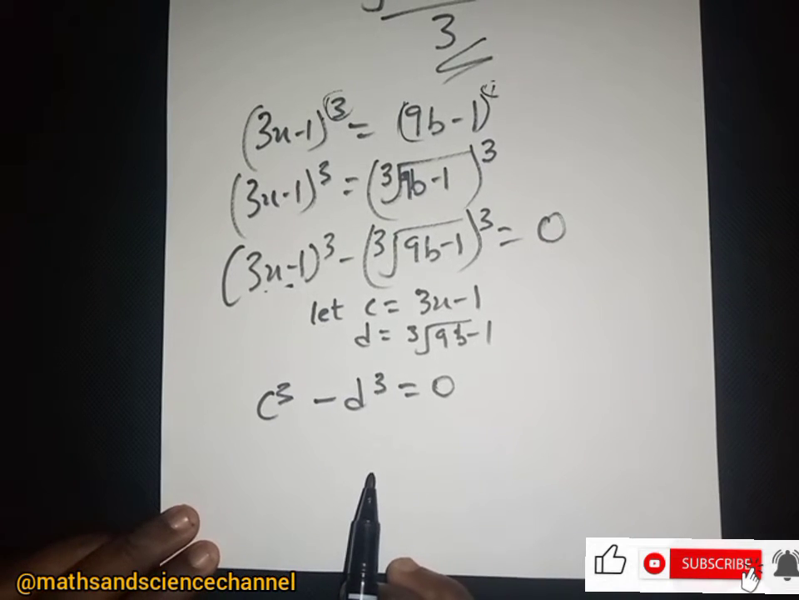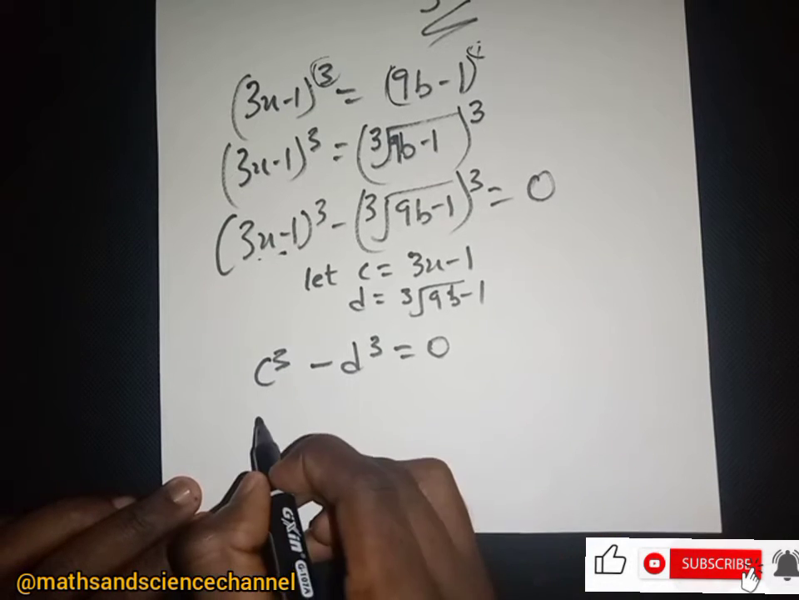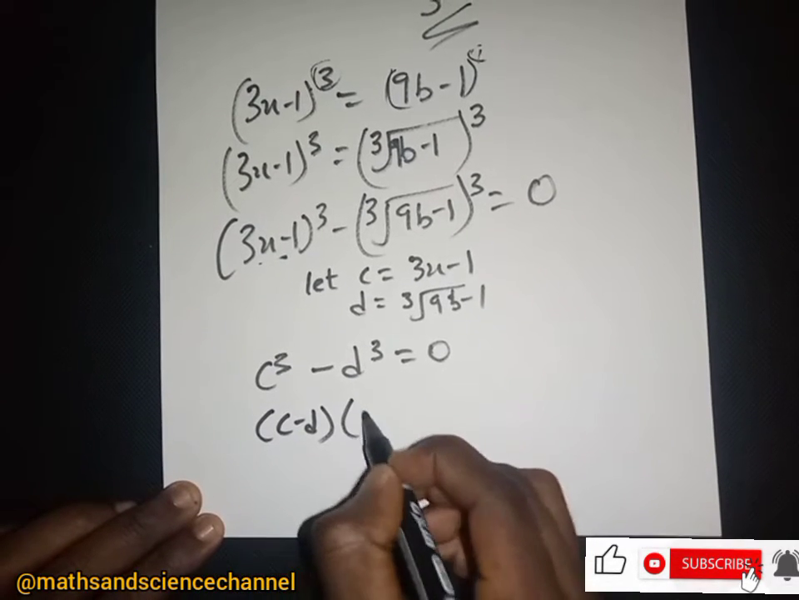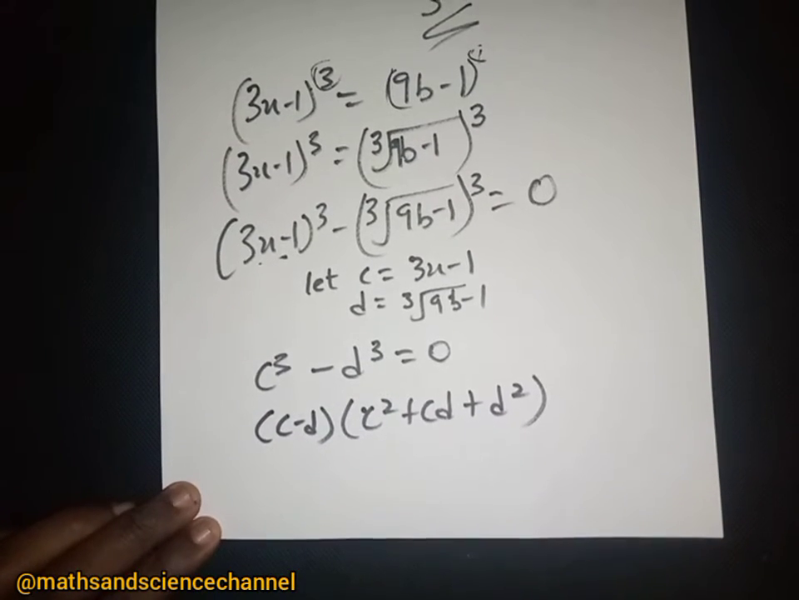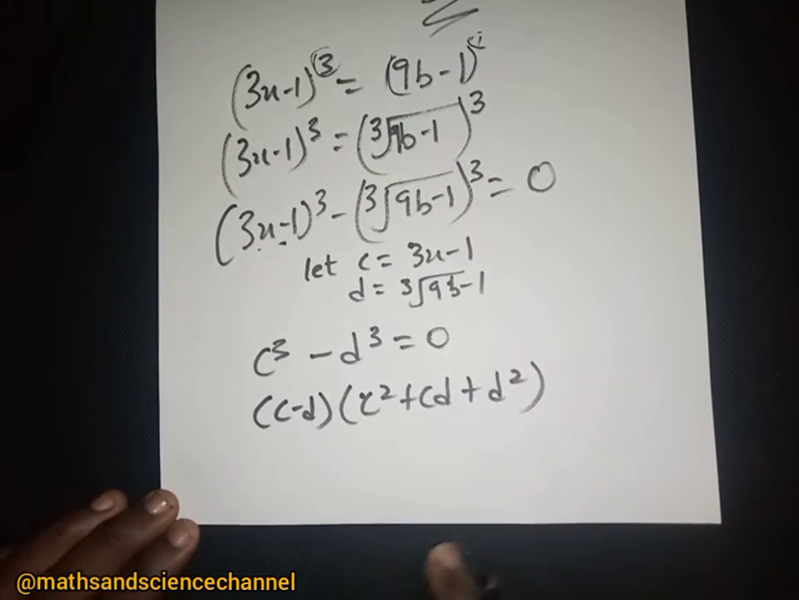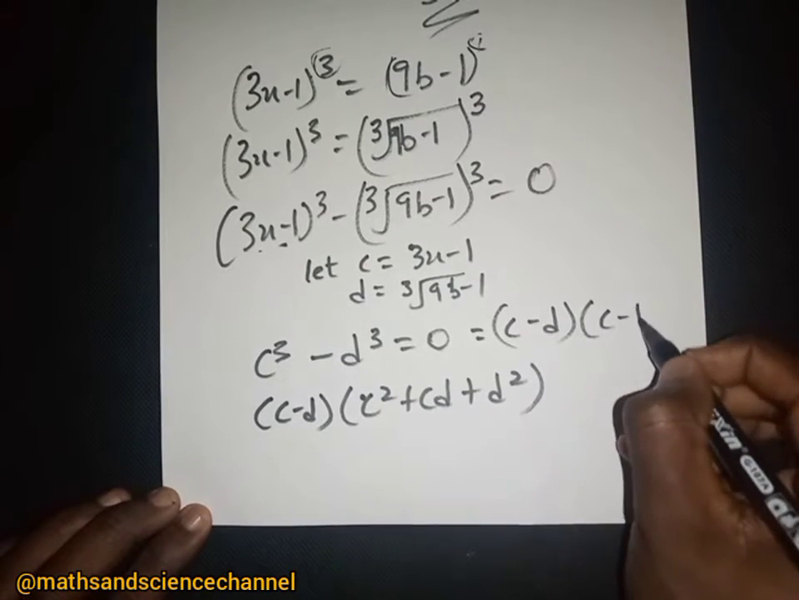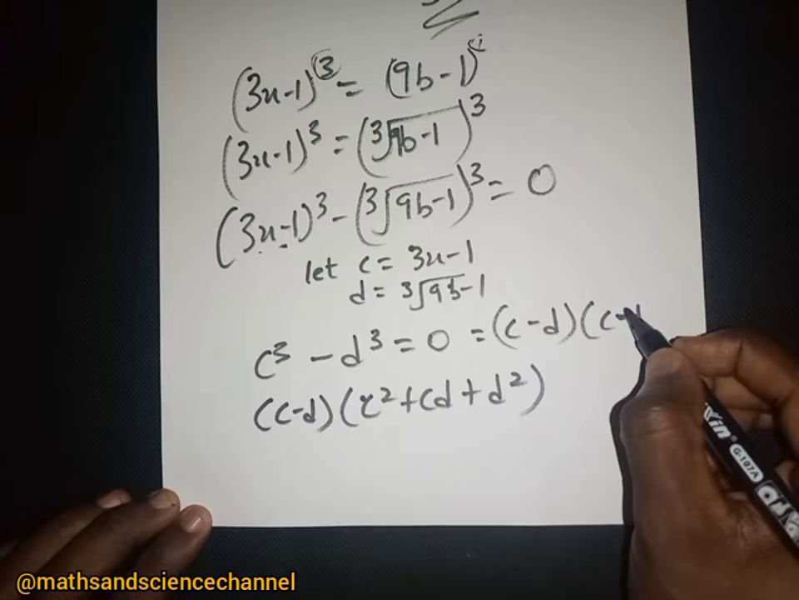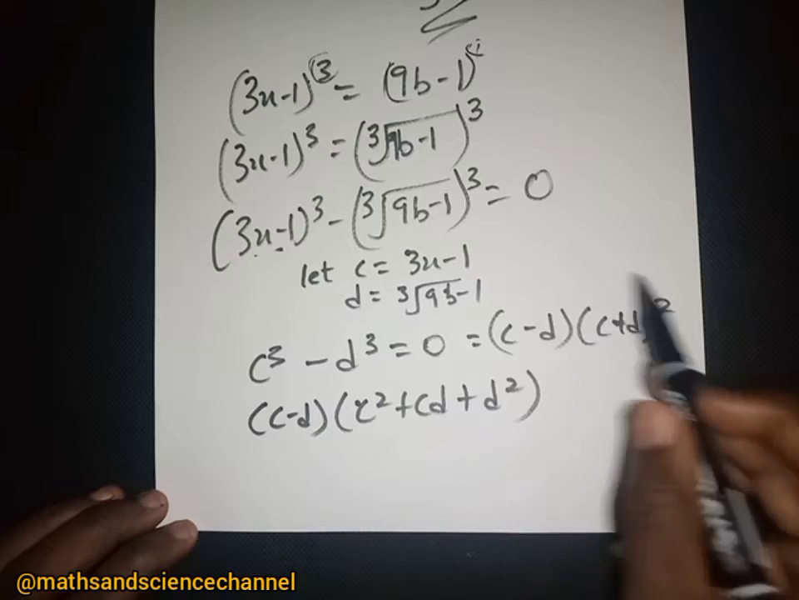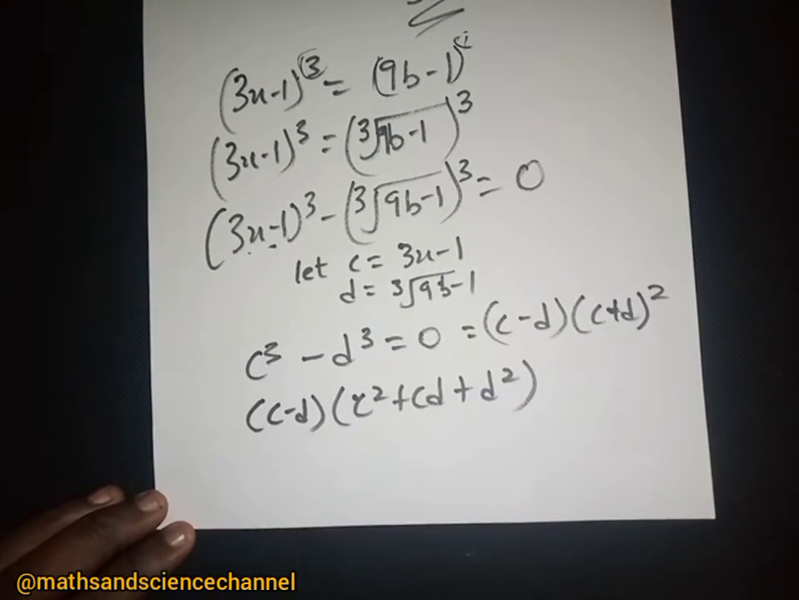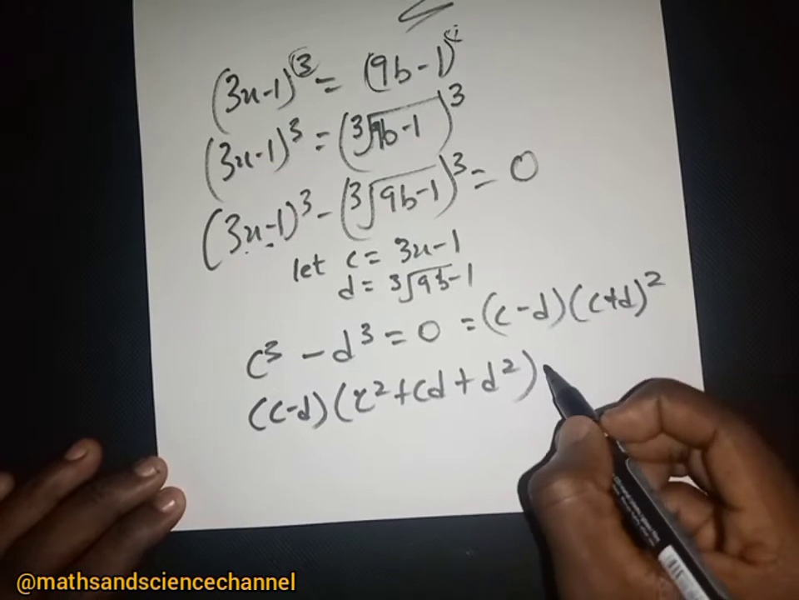So what we are going to do is to factor it out, right? So factoring this out, we have c minus d here, and then also we have c squared plus cd plus d squared, right? Now when we simplify this, we should get this, right? Okay, so this is what we have, and remember this should be equal to 0.